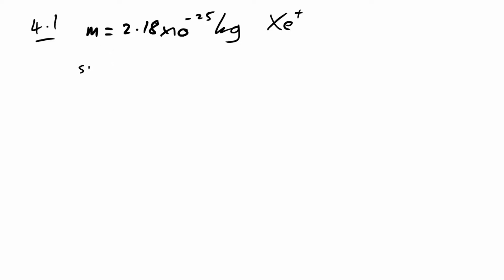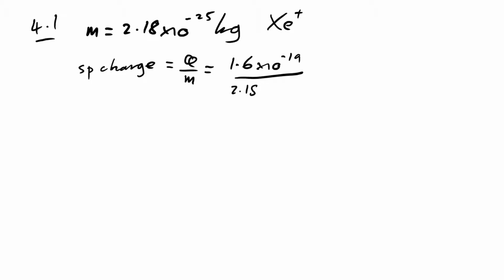So specific charge, also known as charge to mass ratio, just take charge divided by mass. So if you lost one electron, then that means the overall charge is just 1.6 times 10 to the minus 19. Some people quite often go for the total number of protons in a nucleus and then times that by 1.6 times 10 to the minus 19. Don't do that. Divided by 2.18 times 10 to the minus 25.